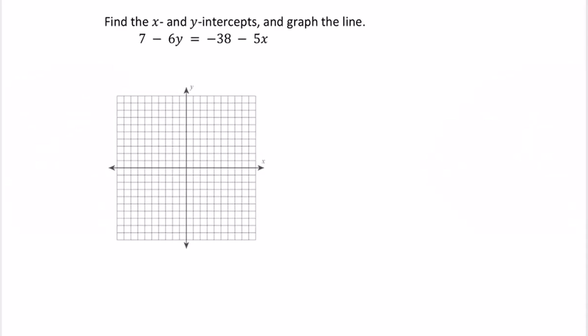Find the x and y-intercepts and graph the line. We have 7 minus 6y is equal to negative 38 minus 5x. So let's get the x-intercept first. To get the x-intercept, y needs to equal 0.